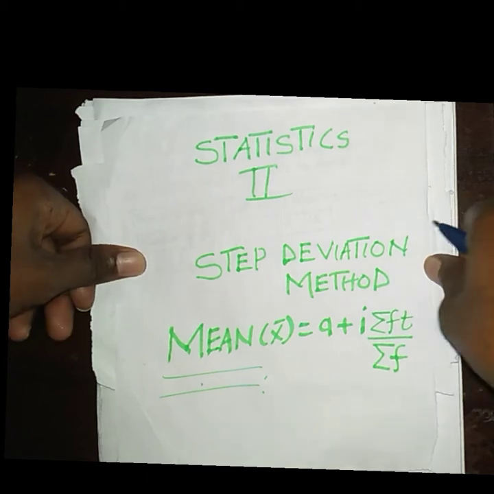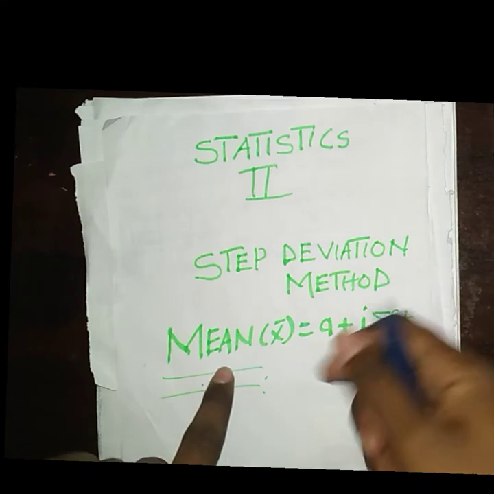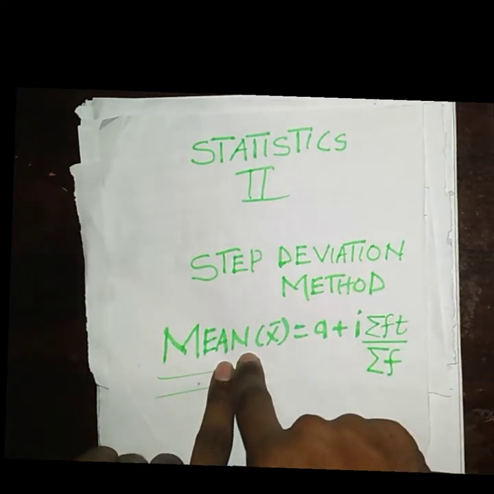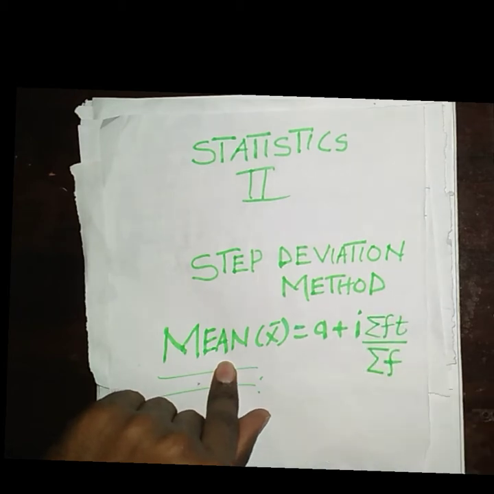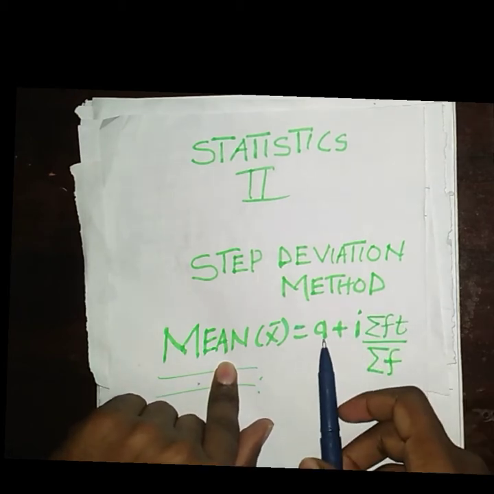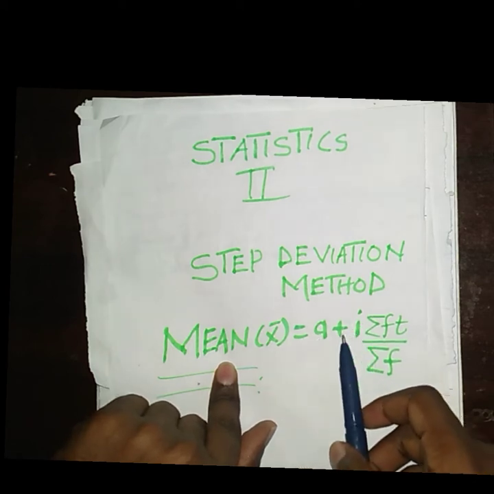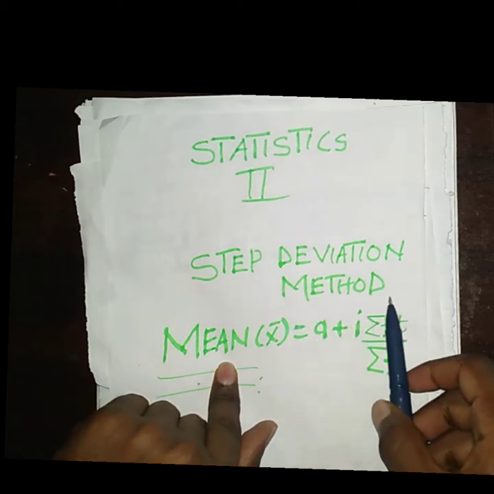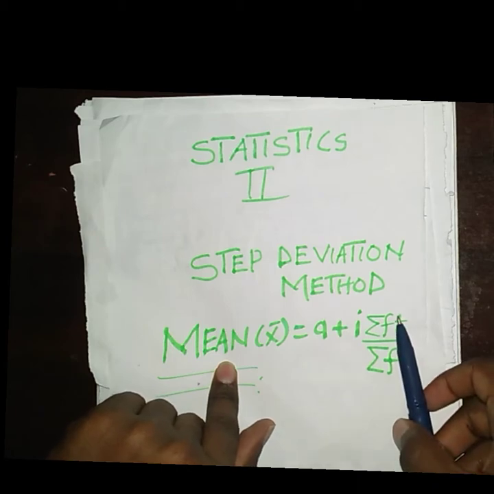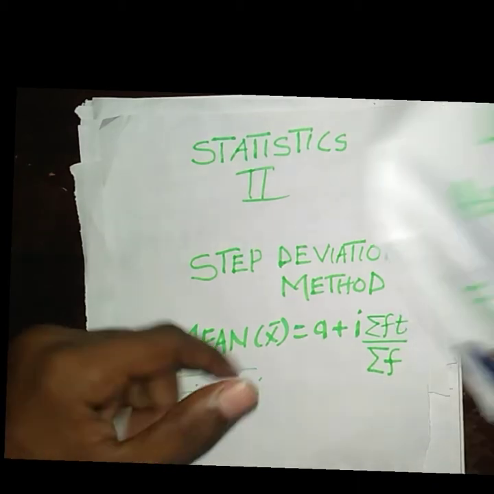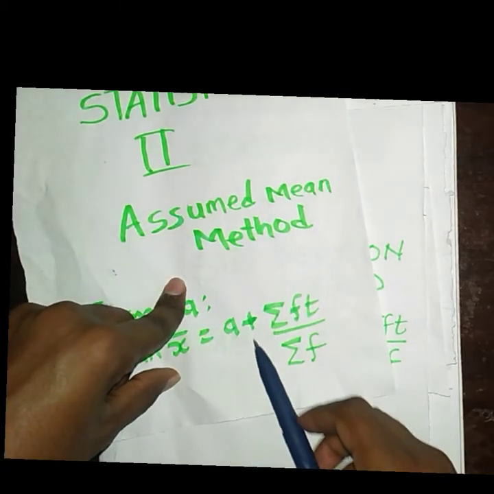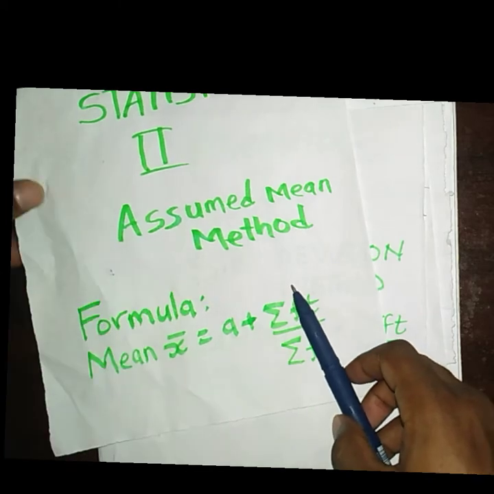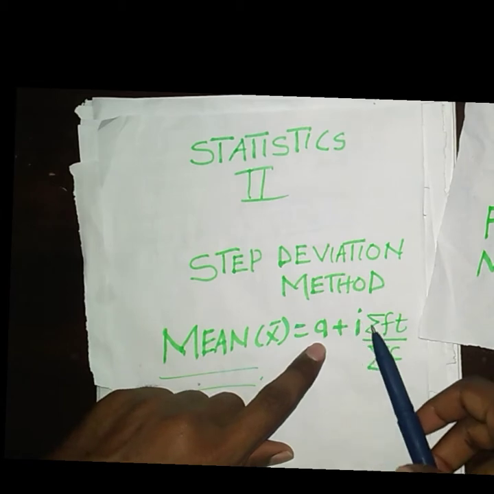The only difference is that in the step deviation method, mean is equal to A plus I times the mean of t. A is the assumed mean, plus I, the class interval, times the mean of t. In the assumed mean method, mean is equal to A plus the mean of t. So the only difference between the two formulas is I, the class interval.